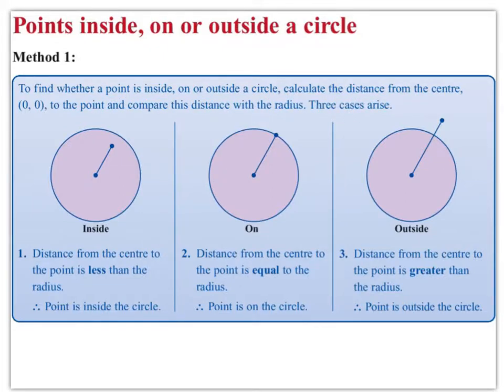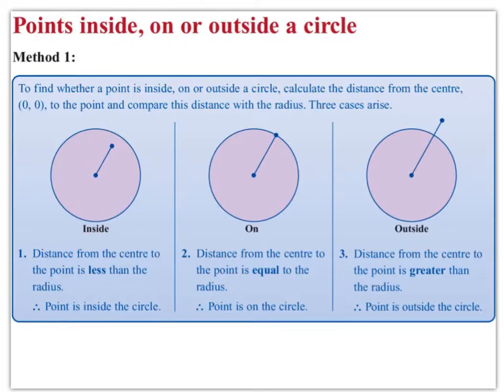3 cases arise. So here we see a circle, and the point is inside the circle. So this is for inside. Distance from the centre to the point is less than the radius, therefore the point is inside the circle. So the distance from the centre to the point is less than the radius, so the point must be inside the circle.